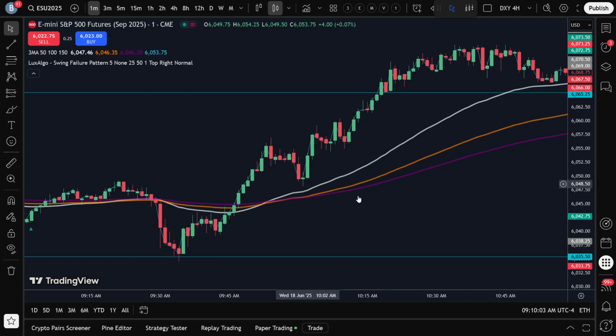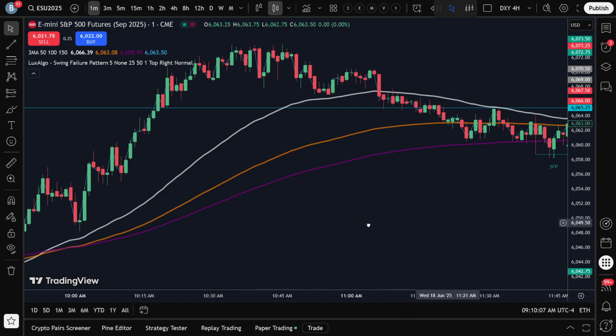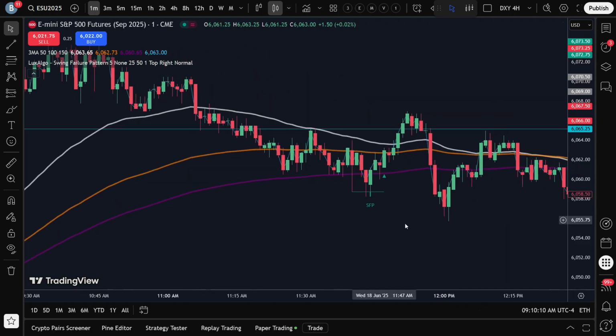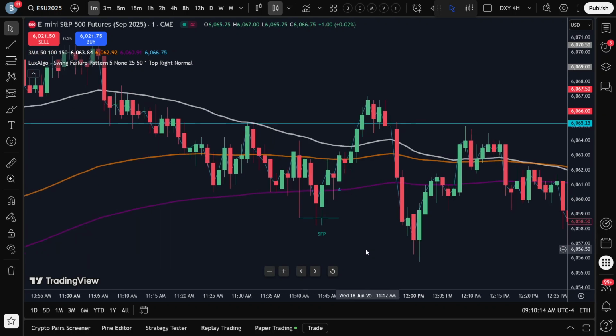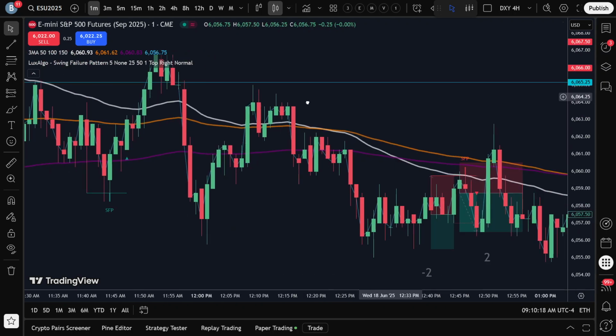Really nice move here. Great signal bar. But let's stick to the swing failure patterns. Here's another one of those big moves. You're below the moving average. Do you take this? I didn't want to take it in this setup.